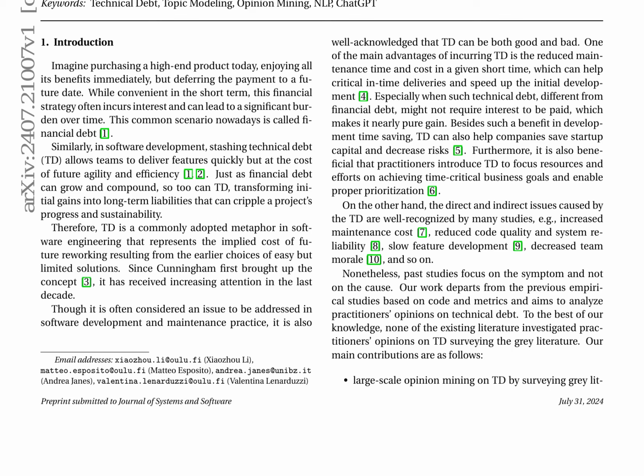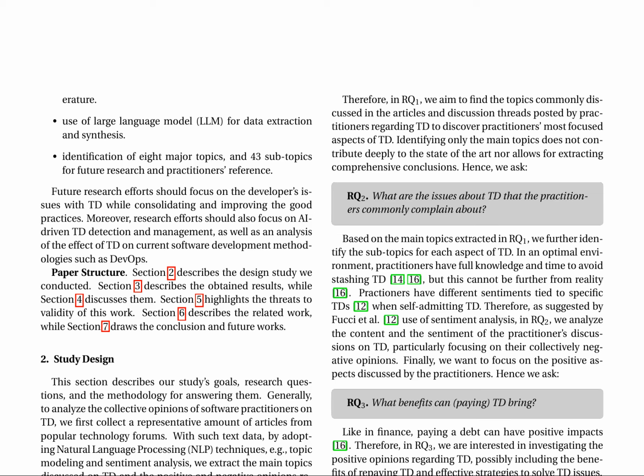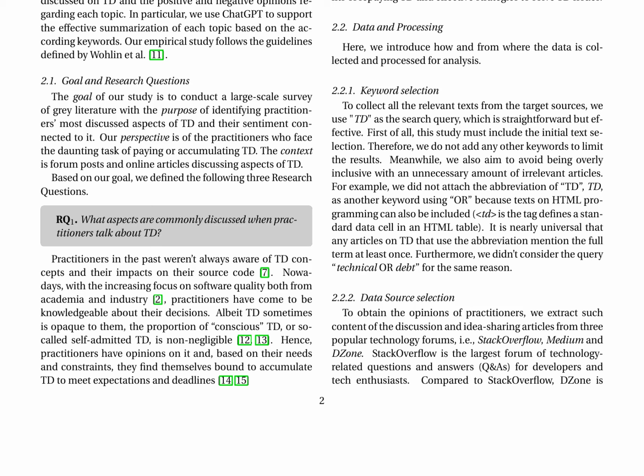The authors conducted a gray literature review on articles systematically collected from 3 mainstream technology forums and adopted natural language processing techniques like topic modeling and sentiment analysis to achieve a systematic and comprehensive understanding. They also used ChatGPT to support the topic interpretation. The results of the study identified 8 main topics and 43 subtopics related to TD. The authors found that practitioners' collective opinions on TD include unclear roles and a lack of engagement as challenges, while active management supports collaboration and mitigates the impact of TD on the source code.